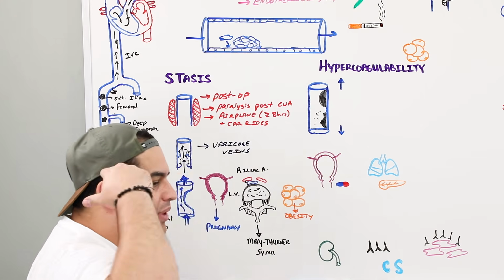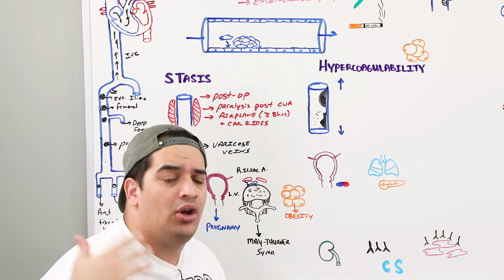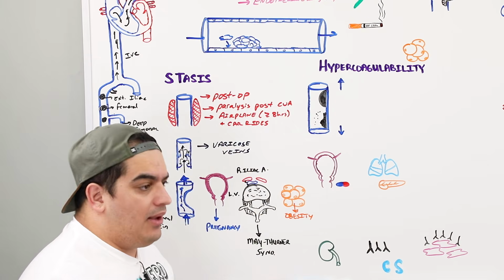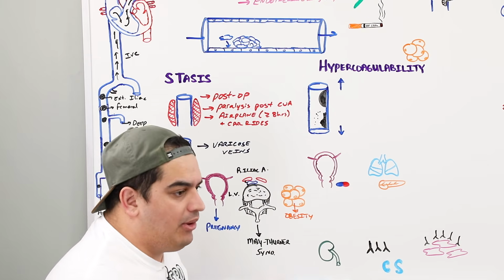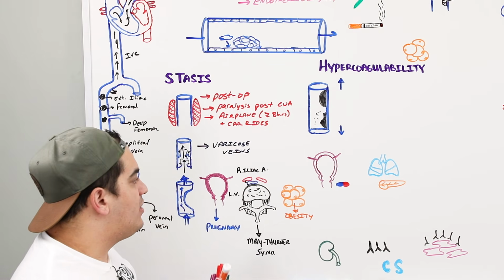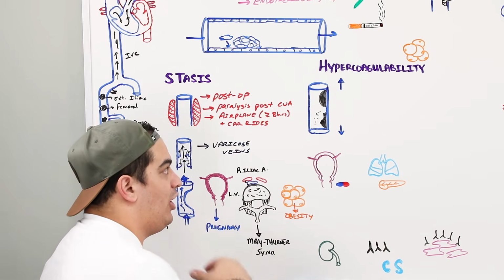So stasis, big things to think about post-op. When a person's immobilized, they're on bed rest, they have paralysis after a stroke, or they're sitting in a particular location without having the ability to ambulate for long periods of time, like airplanes and car rides. Varicose veins, or any compression of vessels like pregnancy, May-Thurner syndrome, and obesity.